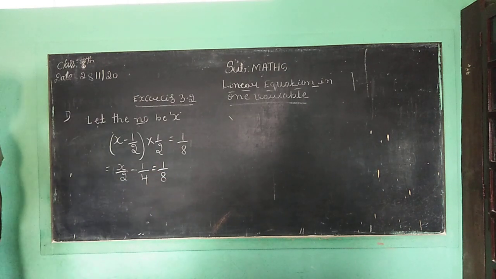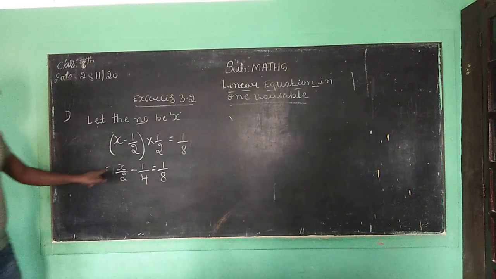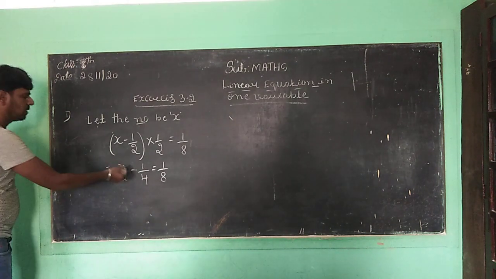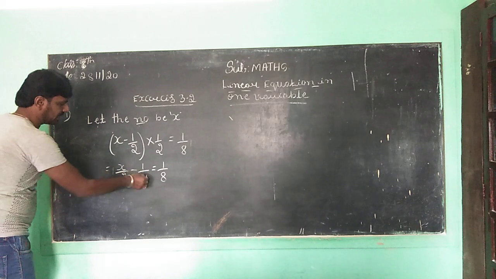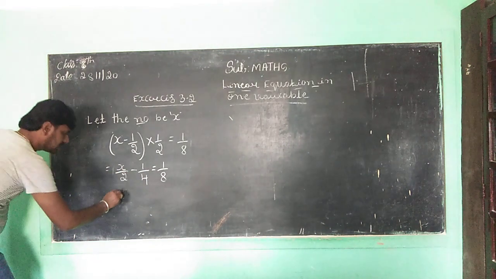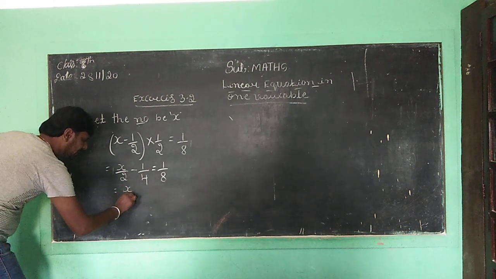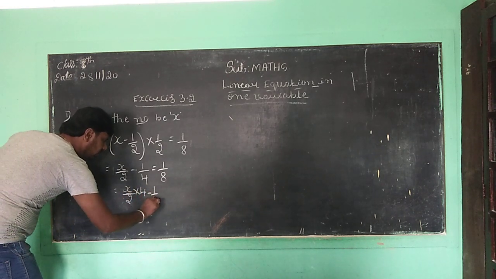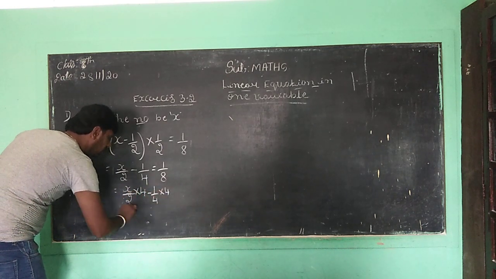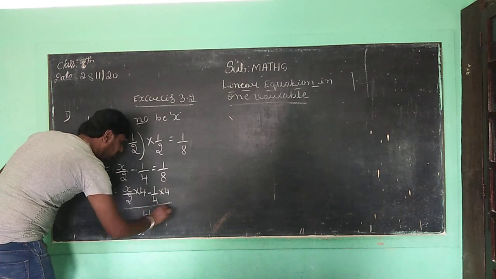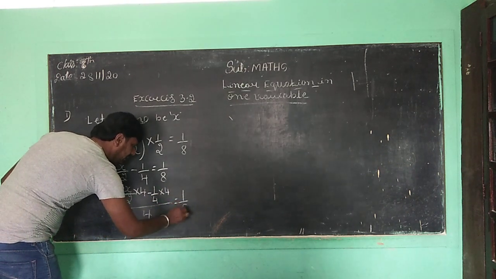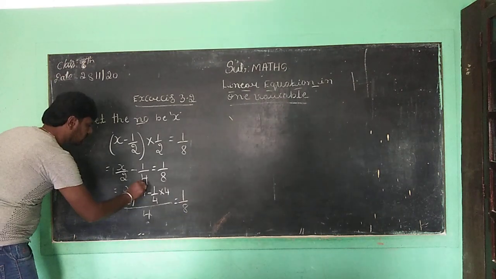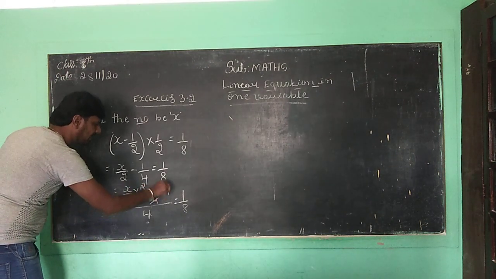Correct children? So children, now here 2 and 4 are there. We want to take the LCM. 2 and 4, the LCM is what, children? 4, children. Now we take x by 2 into LCM 4 minus 1 by 4 into LCM 4, all divided by LCM 4, is equal to 1 by 8. Correct children? You want to cancel, children. 2 1s are 2, 2 2s are 4. This 4 will cancel.